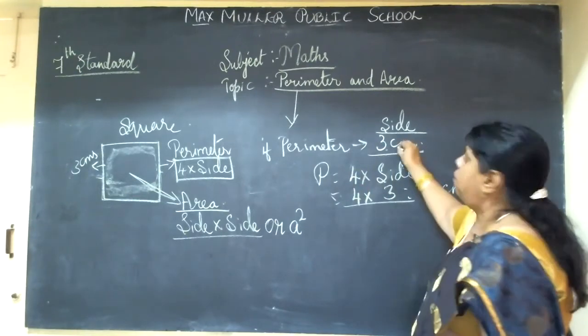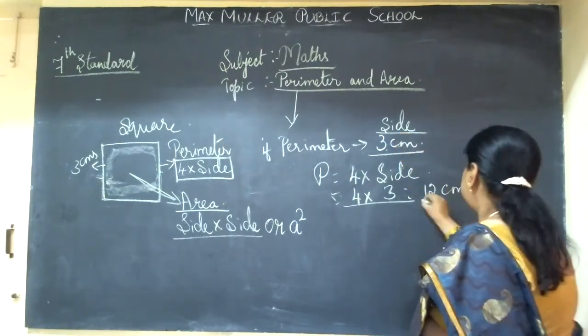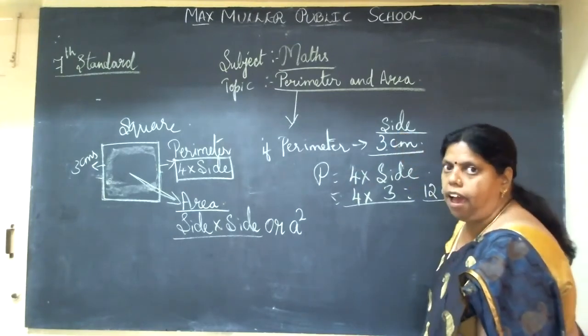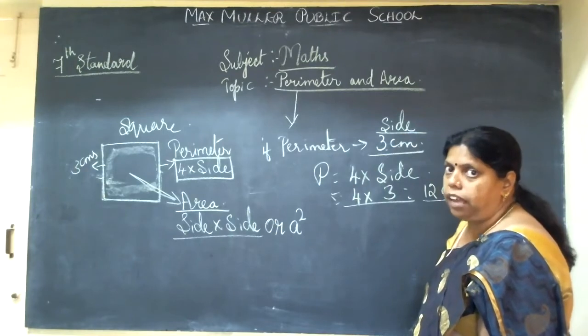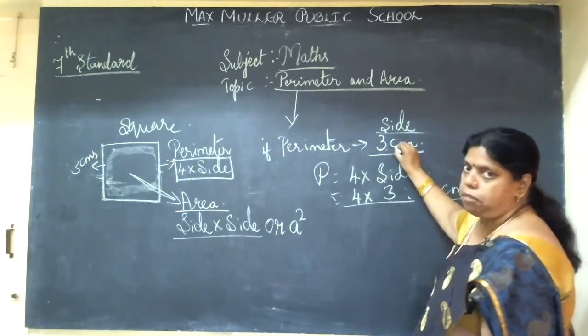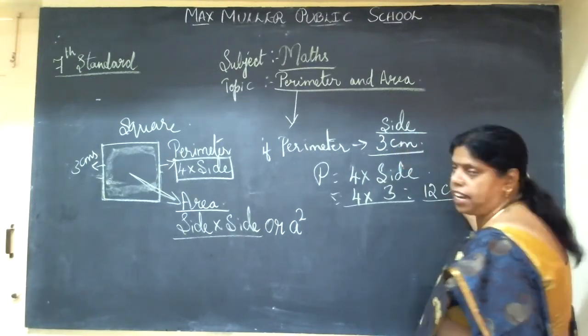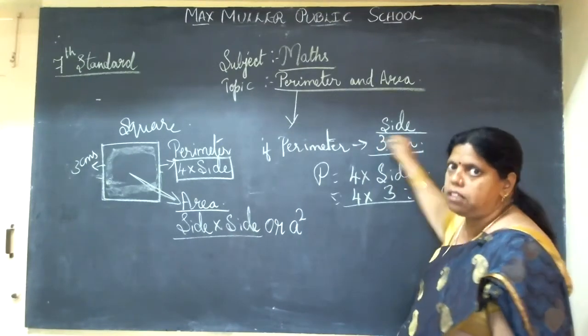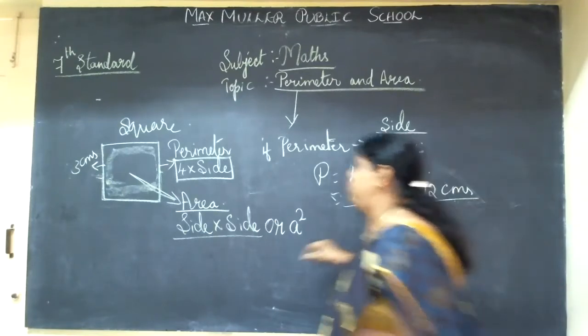centimeters. Which unit have we got? You have to write the same unit in the answer. I'm stressing that unit: if it is centimeters, you have to write centimeters. If you have meters, you have to write meters itself.